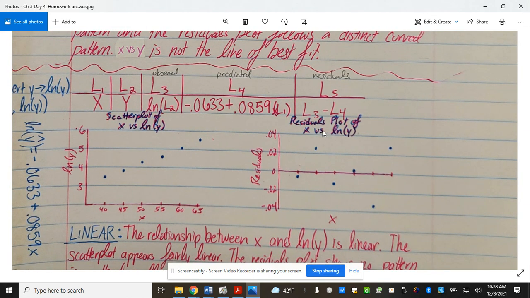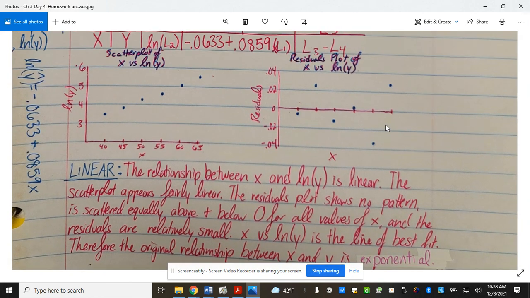My residuals plot of X versus natural log of Y. Remember, your labels are going to be X versus still residuals just in general. And those look fairly scattered with no pattern. So the relationship between X and natural log of Y is linear. The scatter plot appears fairly linear. The residuals plot, I have to write all three things. Shows no pattern, equally scattered above and below zero for all values of X, and the residuals are relatively small.